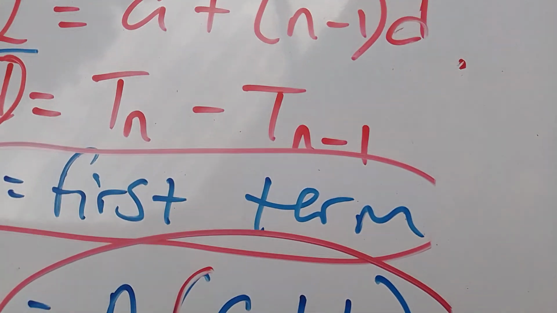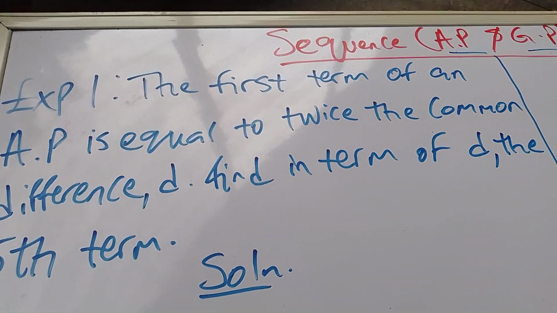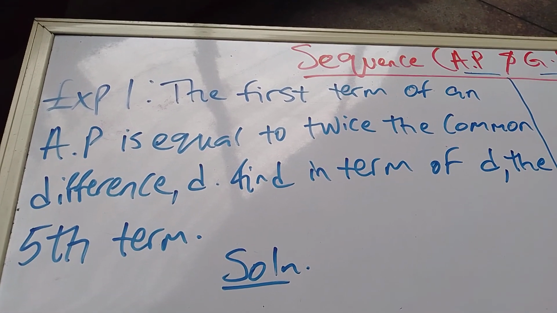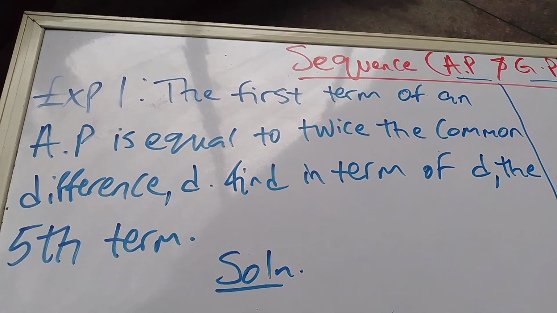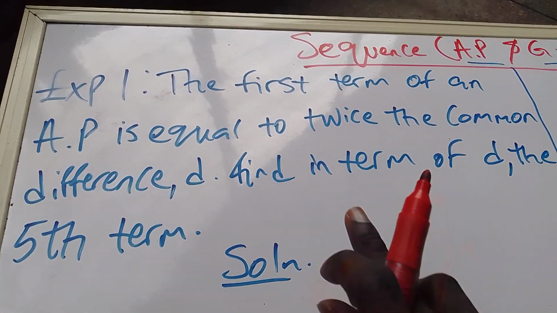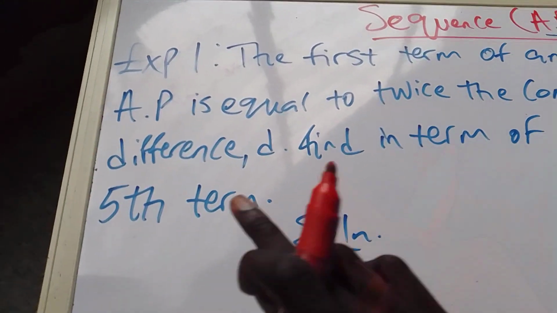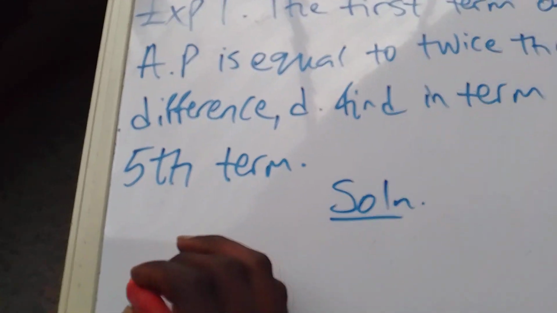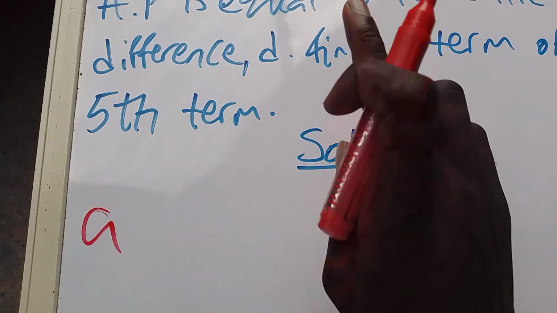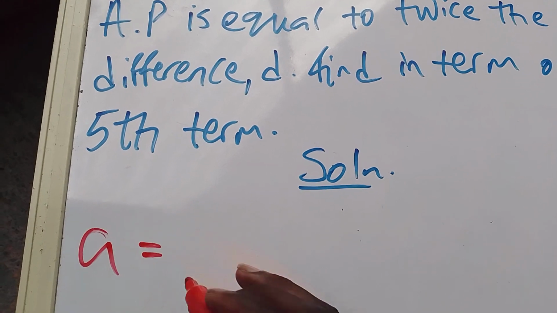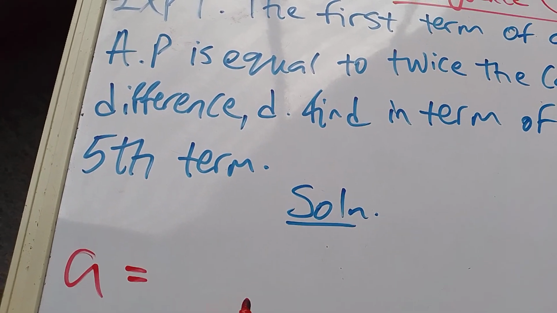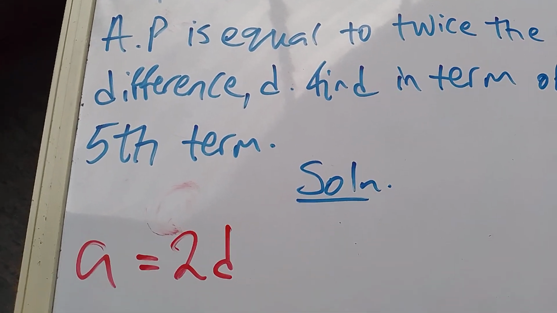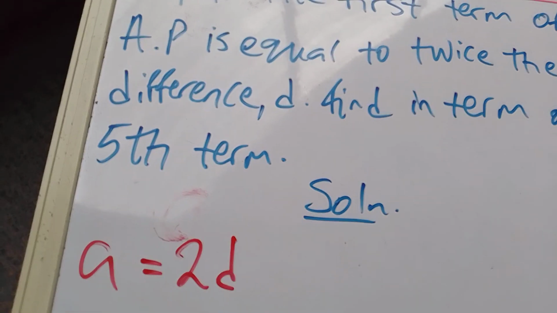Let's show the examples on this. In this example, the first term of an AP is equal to twice the common difference d. Find, in terms of d, the fifth term. Now this is very simple. How do we solve this? Let's take this as example 1. Remember, I already said that a is the first term, so we can say that the first term of an AP is equivalent to twice the common difference. Remember that d is the common difference, so we can say that a equals 2d. Now, in terms of what? In terms of d, find the fifth term.